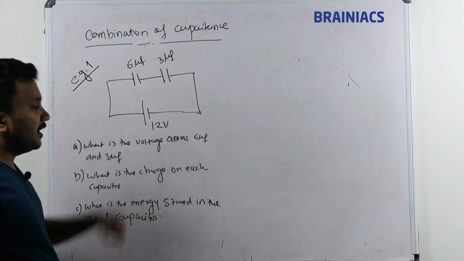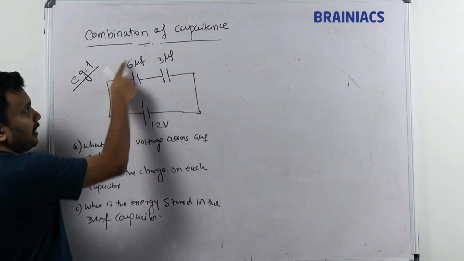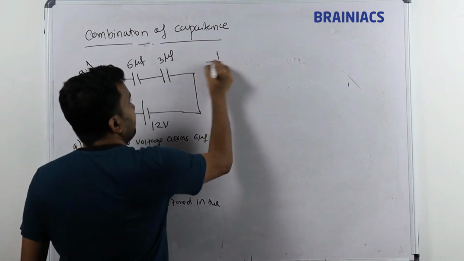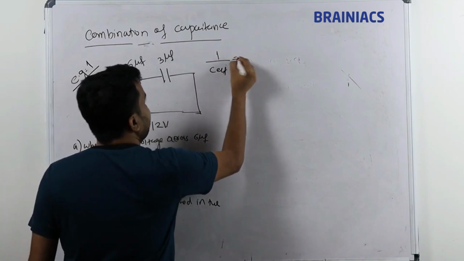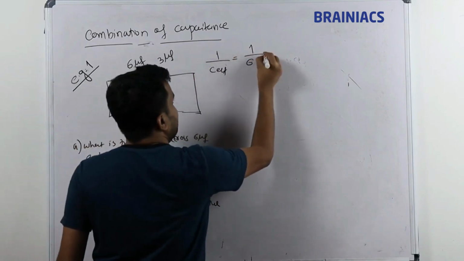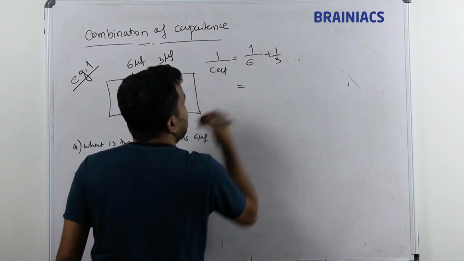So we know we are given a voltage, and with the total capacitance I can find out the total charge. So first I will find out the total capacitance. So 1 by C effective, how many capacitances? 2 capacitances will be here. So 1 by 6 plus 1 by 3. We'll simplify this one.